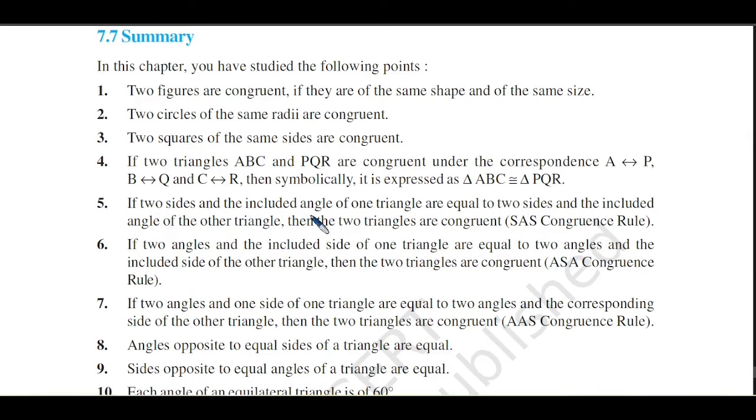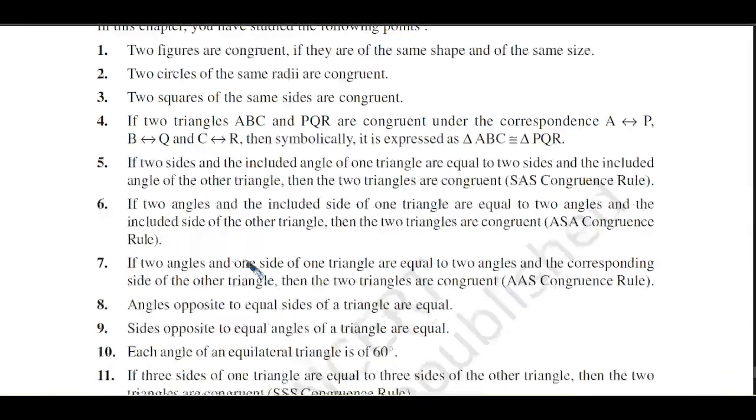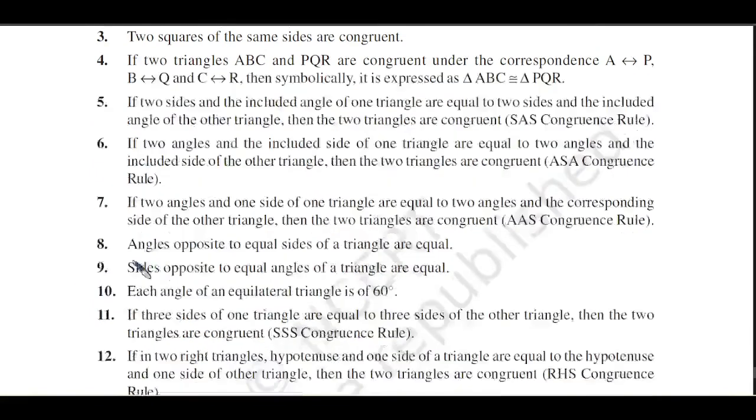If two sides and the included angle of one triangle are equal to those of another, that is side, angle, side, this is SAS congruence. And if two angles and the included side are equal, angle, side, angle, this is ASA congruence. That also we have done. If two angles and one side of a triangle are equal, that is angle, angle, side, which we have also covered.